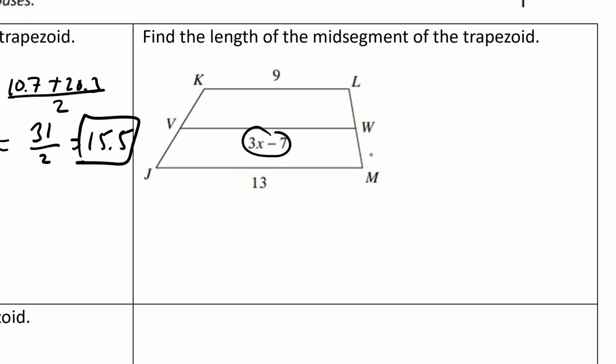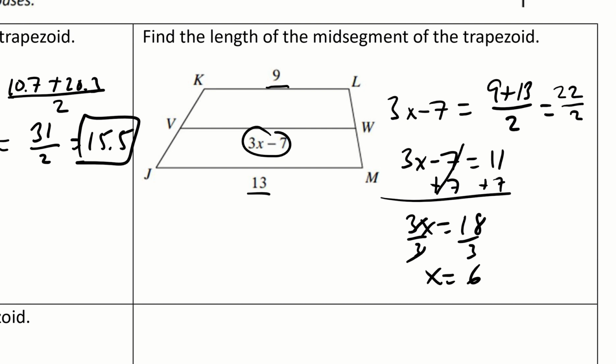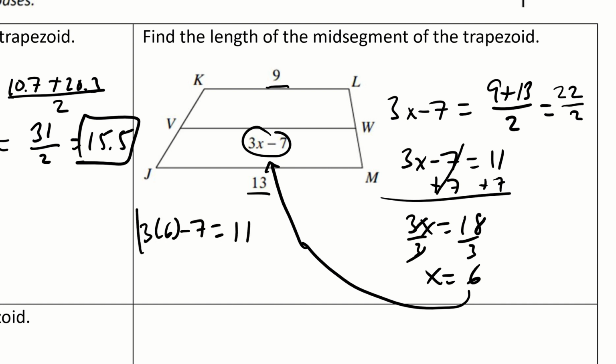All right, so the next one, we're going to do the same thing. So we're going to say this is equal to the average of these two. So this equals (9 plus 13) divided by 2. Well, 9 plus 13 is 22. 22 divided by 2 is 11. So this is equal to 11, and I can solve. I can add 7 to both sides. So I get 18 divided by 3, and x is equal to 6. So we're going to plug this in to here to get the length of the mid-segment. So we get 3 times 6 minus 7, is 18 minus 7 is 11. So there's the length of my mid-segment.